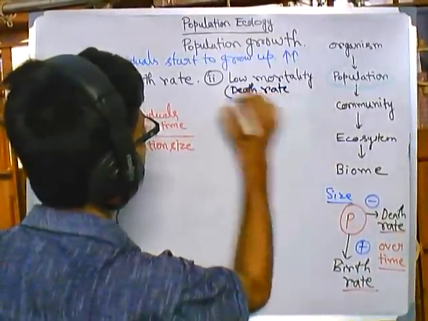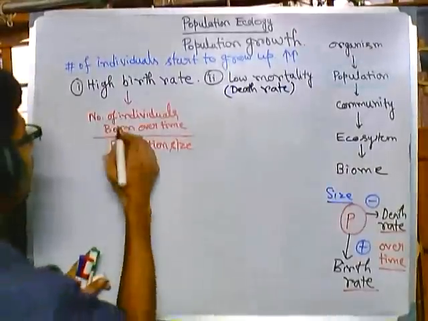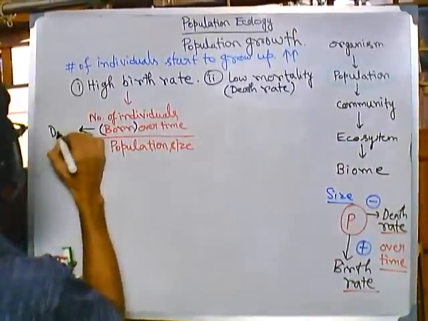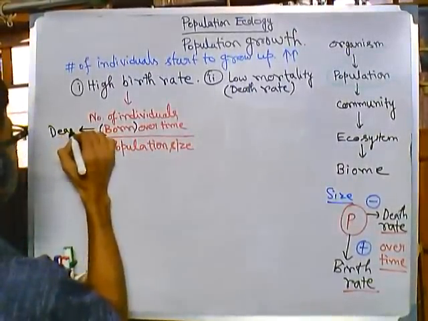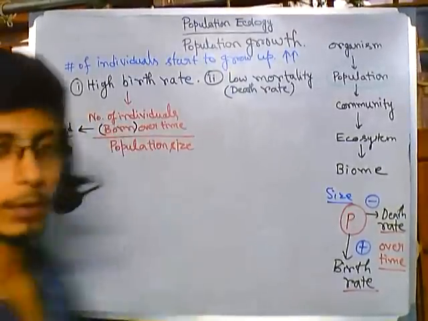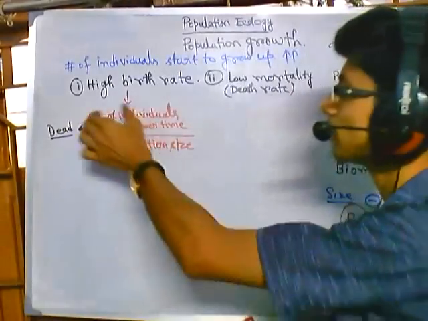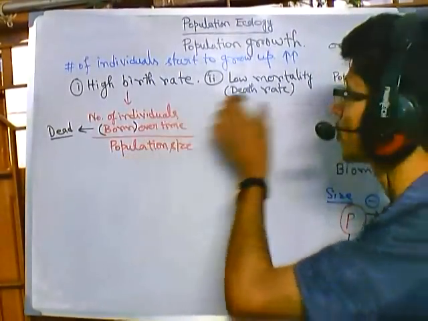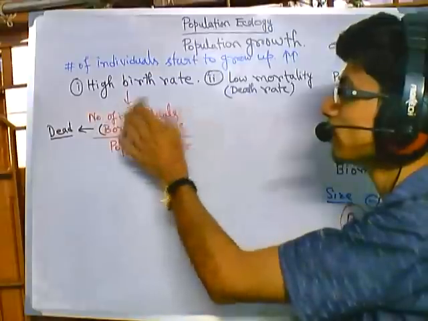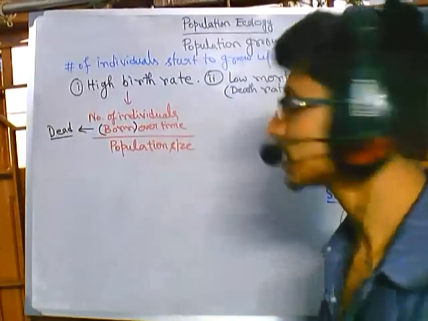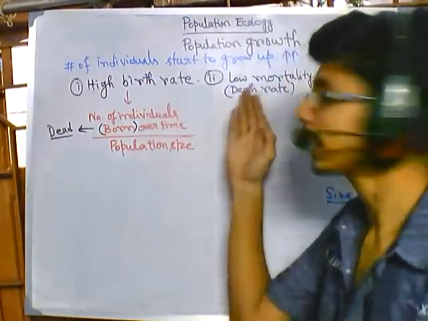So in case of death rate, what we can get, number of individuals here, instead of born, it would be dead, right? So for calculating the birth rate, the formula is number of individuals born over time divided by the population size. For death rate is number of individuals dead over time by the population size. So that's how we can get our birth rate and death rate.